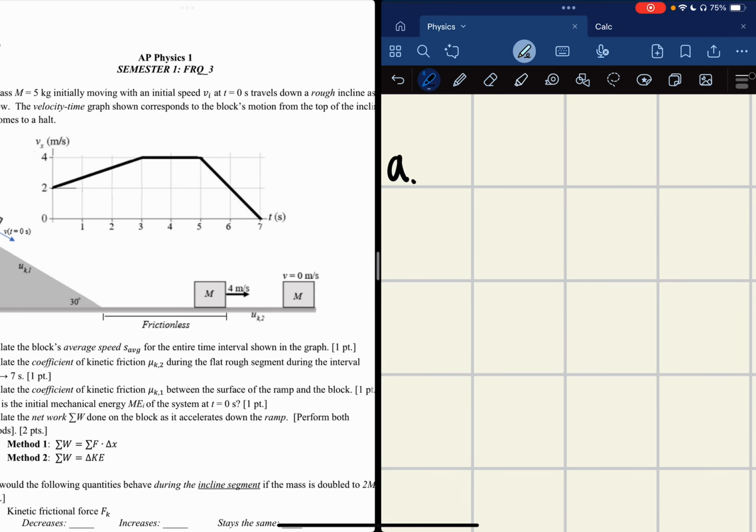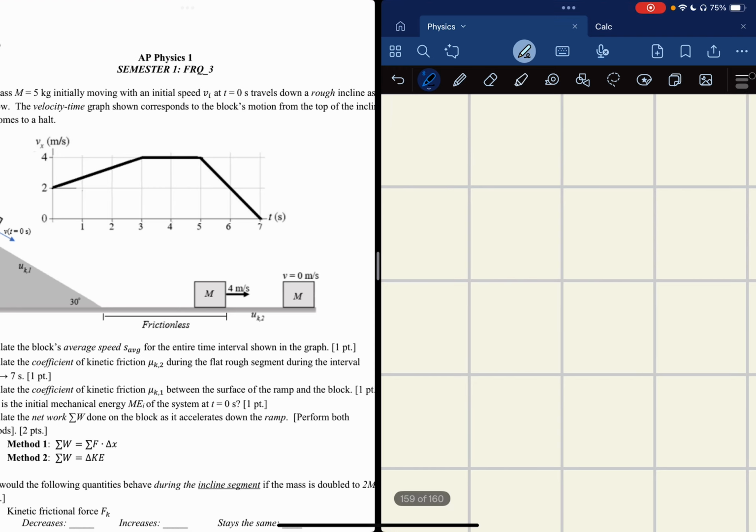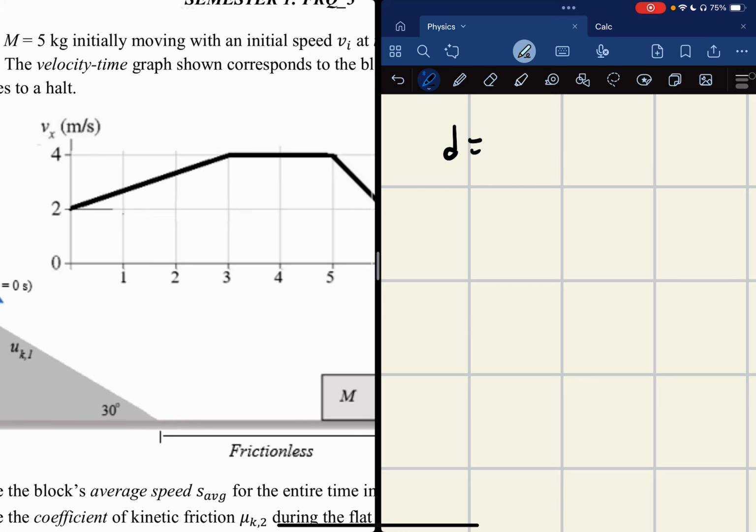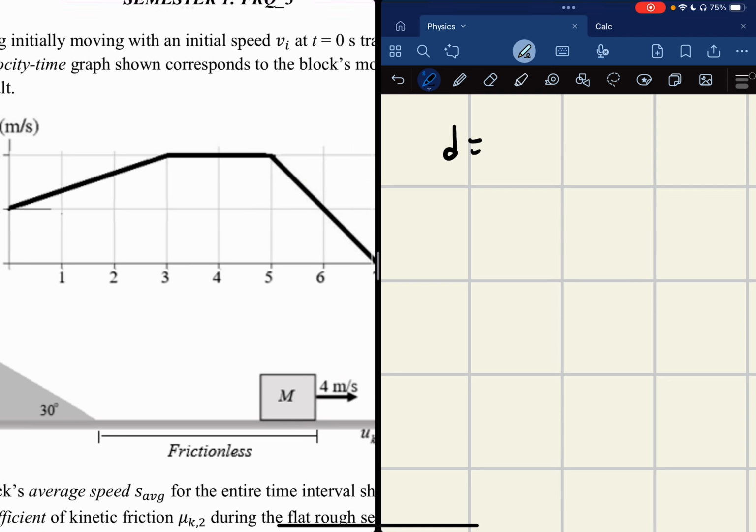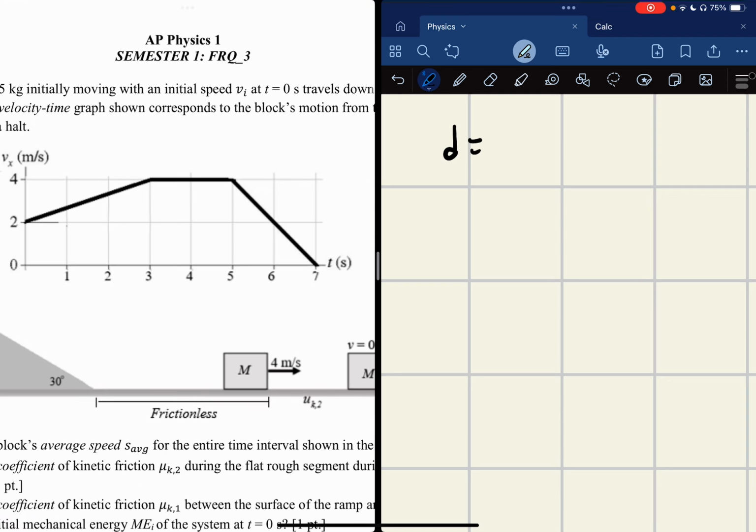So basically, we know that S average is equal to distance all over time. Now the distance in this case we can find using the graph, and to find it using the velocity time graph, the distance is the absolute value of all the areas added up. So see, from 0 to 3 we can split up into two things, a triangle and a rectangle. From 3 to 5 that's a square, 5 to 7 is the triangle.